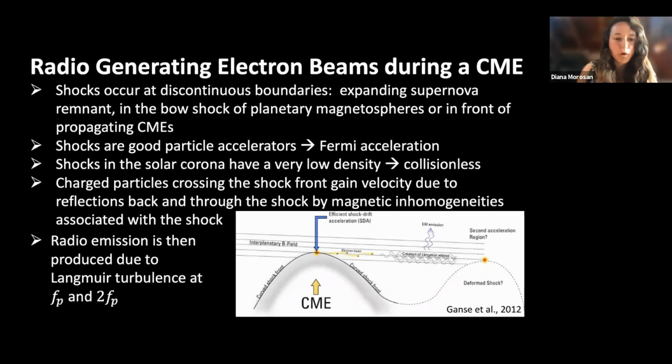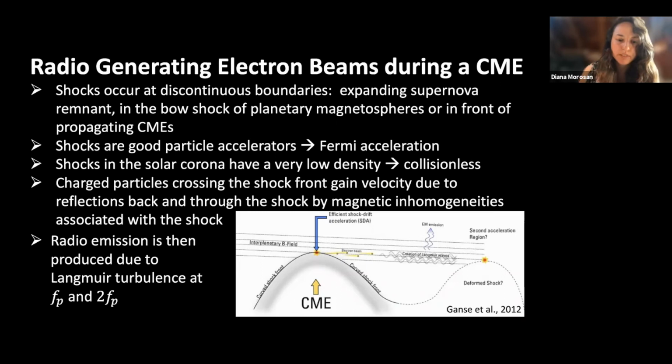Shocks are quite common in astrophysics, and a lot of people are very interested in shocks. They occur at discontinuous boundaries, like supernova remnants, the Earth's planetary bow shock, or the bow shocks of other planetary magnetospheres. On the sun, what we're interested in are the shocks in front of propagating CMEs. They are good at particle acceleration via a process called Fermi acceleration, which I won't go into in much detail. And in the solar corona they have a low density, so we call them collisionless shocks.